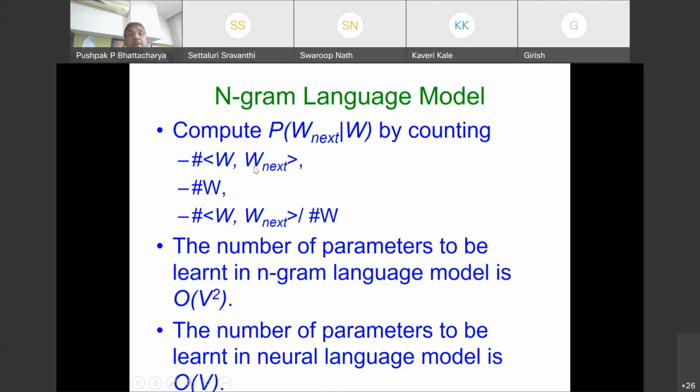So I have to calculate the number of times strong and coffee appear together next to each other in the corpus. What is the number of times W appears, strong appears, and take the ratio: the number of times strong coffee appears in the corpus divided by the number of times strong appears in the corpus. Okay, so this is the probability computed. You can easily see that the number of parameters to be learned here is V square, where V is the vocabulary size, unique words. And the number of W will be equal to V. So this is order V square complexity.